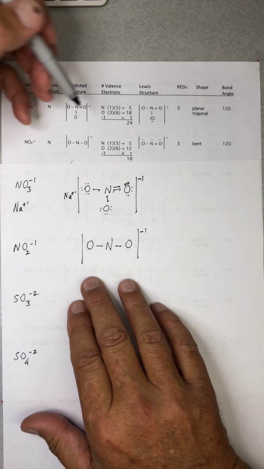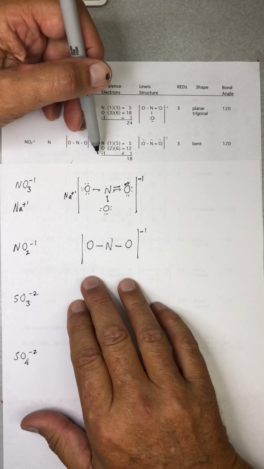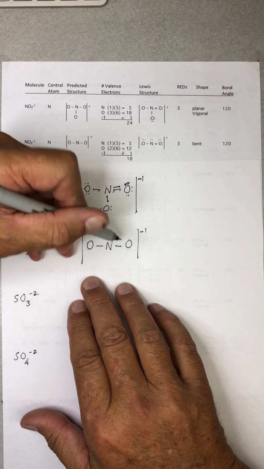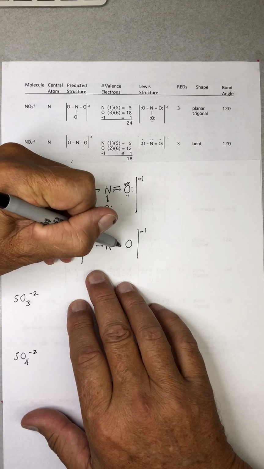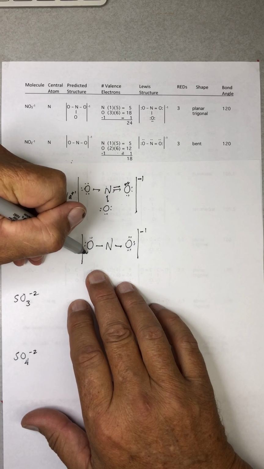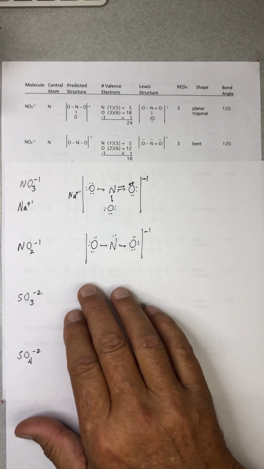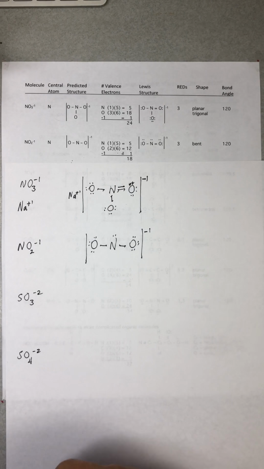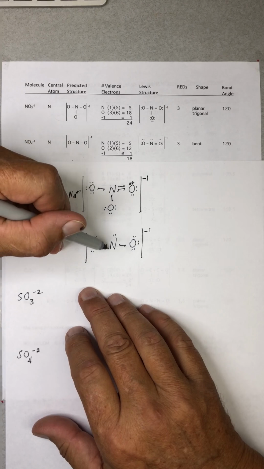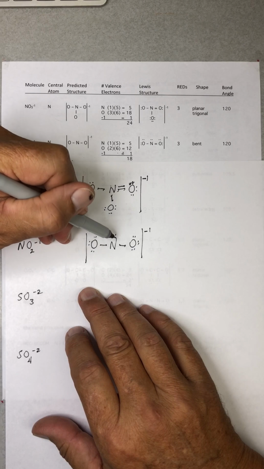So I count up all the valence electrons, 5 from nitrogen, 12 from oxygen. That -1 means that there's 1 more, so a total of 18. So I put in all my valence electrons. So now I look for octet and duet rules. So here's 8 over here, here's 8 over here. Nitrogen has only 2, 4, 6.